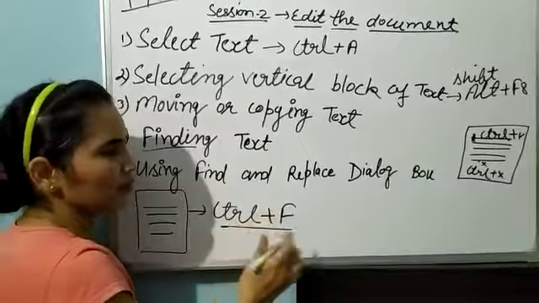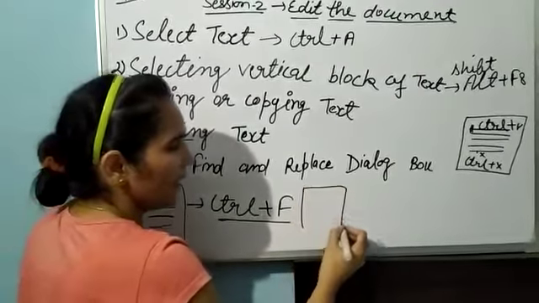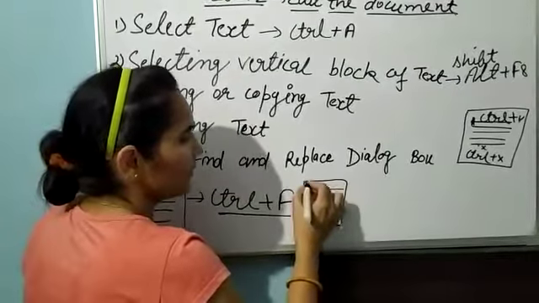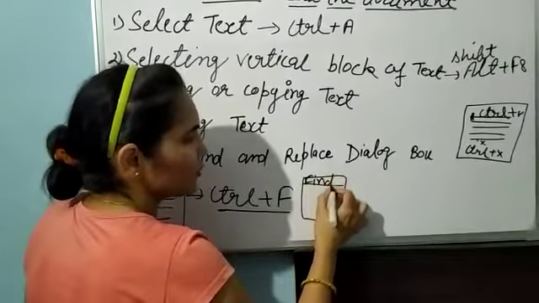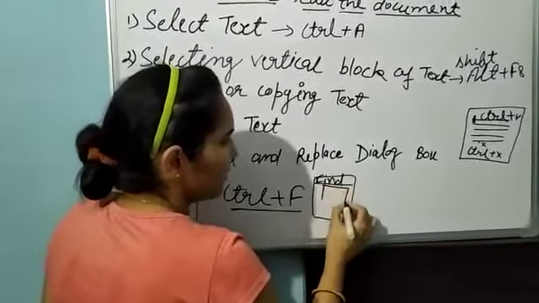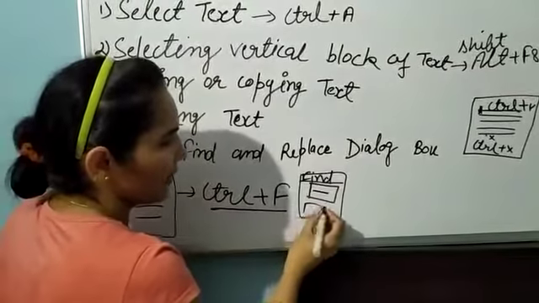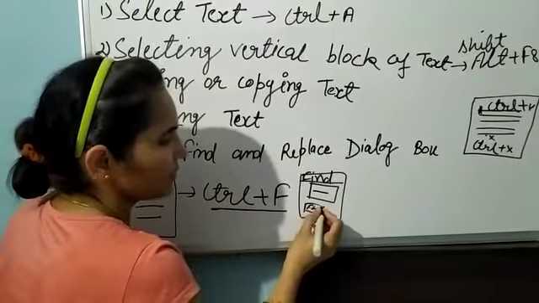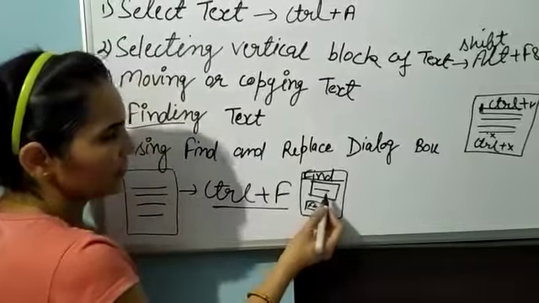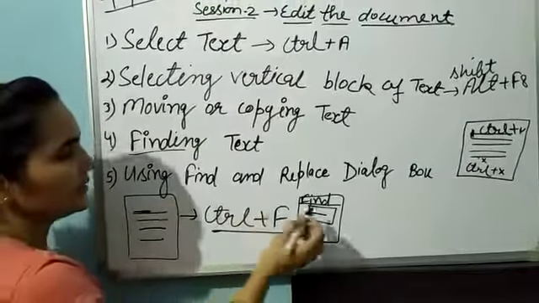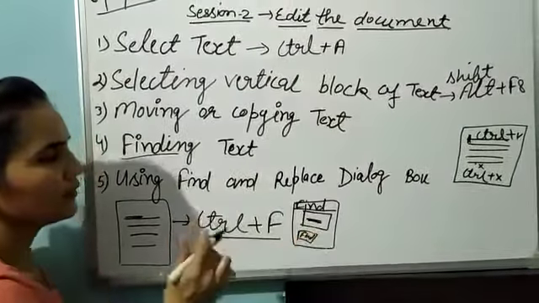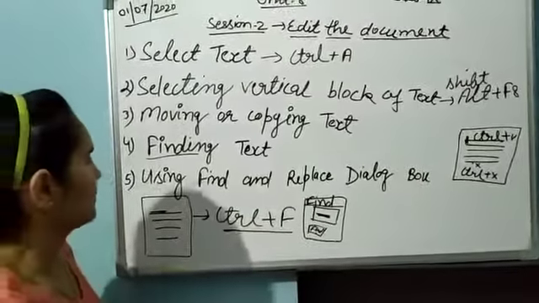When we press Control plus F, a dialog box will appear. The name of the dialog box is Find, and in that dialog box there is one box. We write text there and then click on the Find button. When we click on the Find button, it will highlight the text whatever we write in the Find dialog box.